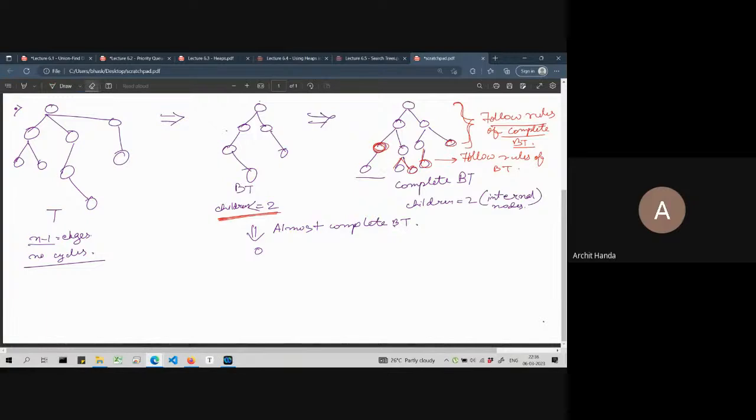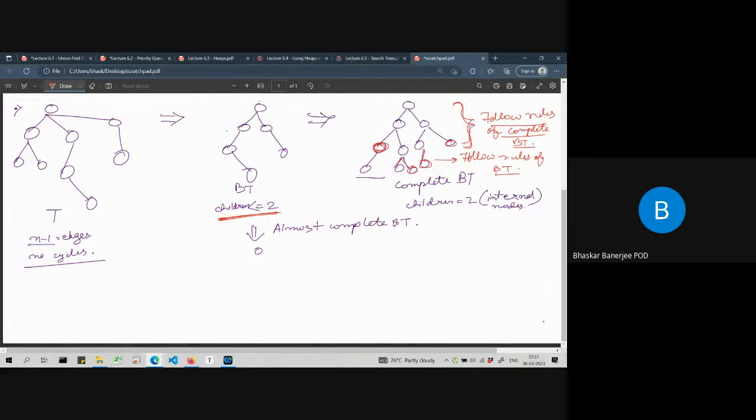So now we would see the next part, which you have to take care of: you can always follow the rules of binary tree, but you have to take care of the rules from the left hand side. That's the next point, that an almost complete binary tree follows the rules of a complete binary tree till the penultimate level, and in the last level you can follow the rules of a binary tree.